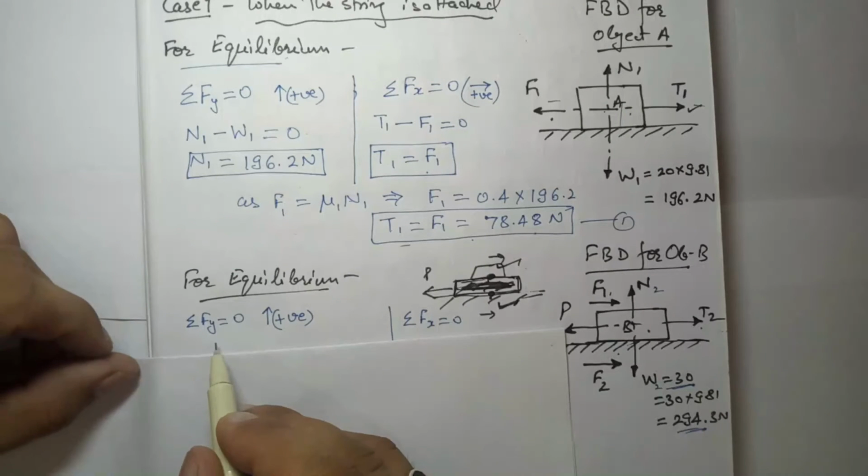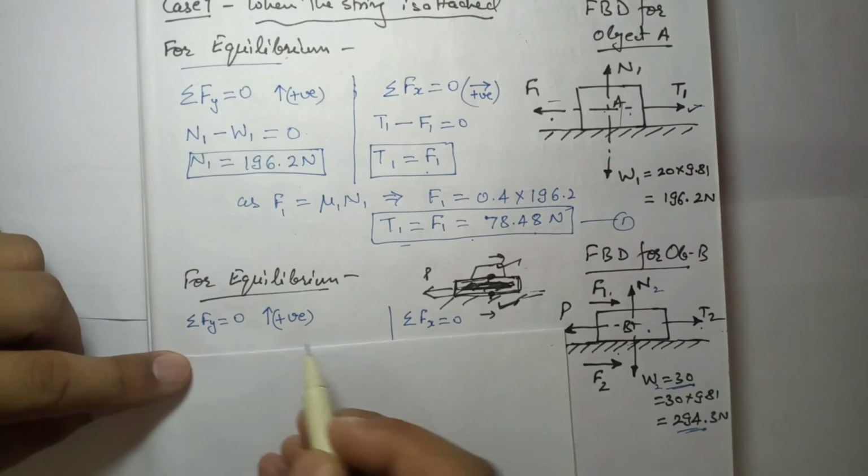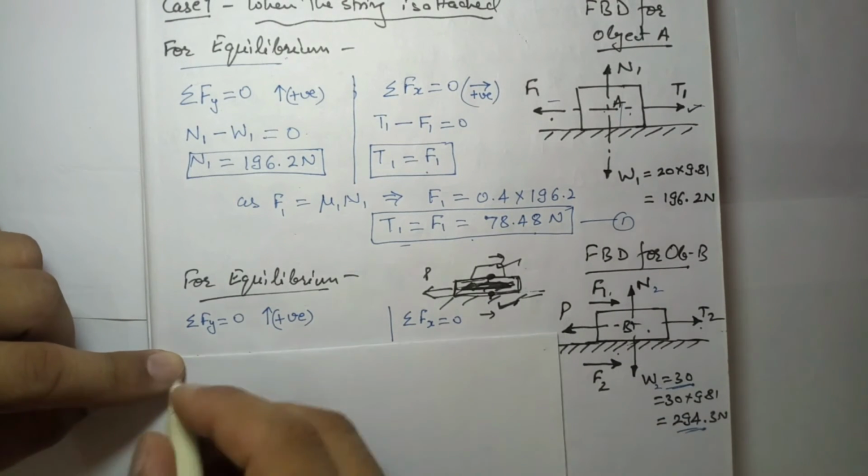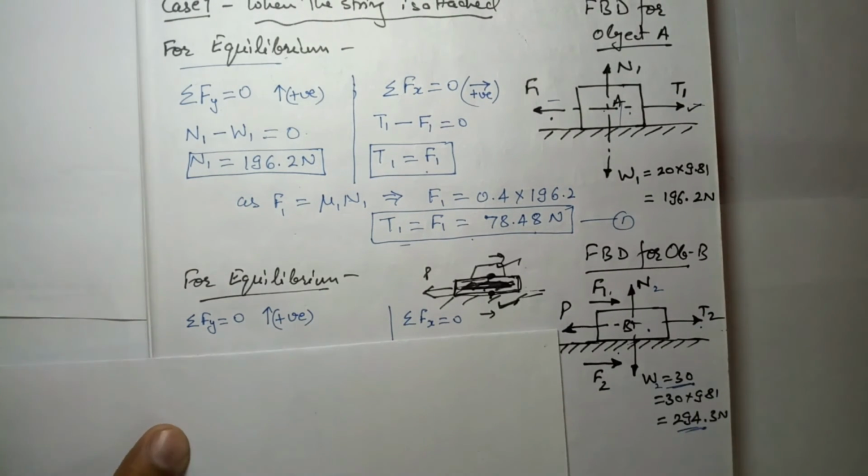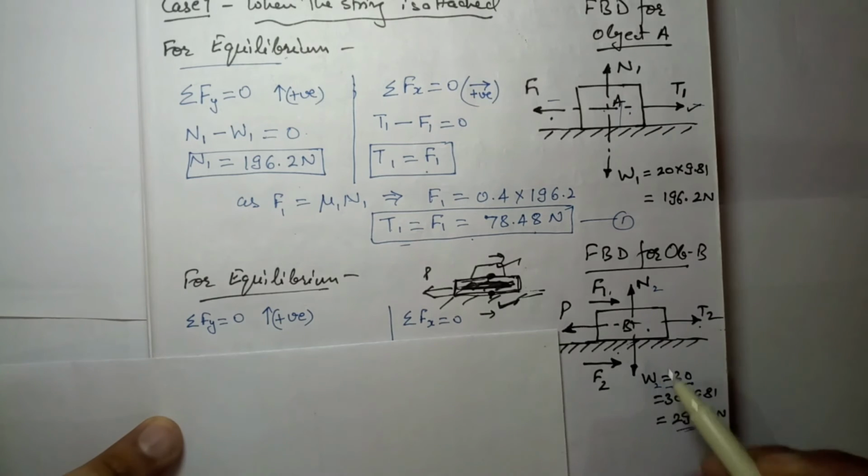Now we will write the equation: sum of y direction forces is 0. We have taken upward as positive, so we write the equation. What are the various forces acting in the upward direction? That is the normal reaction upward and weight downward.